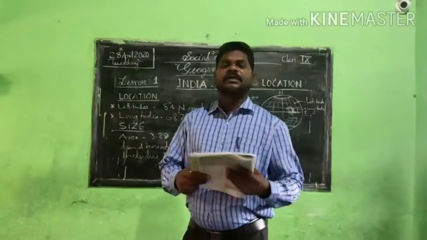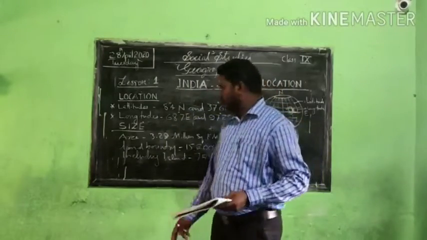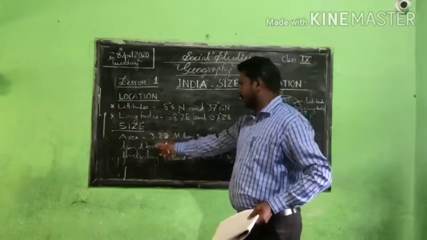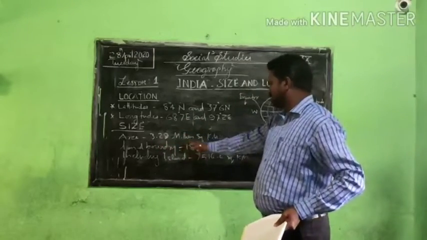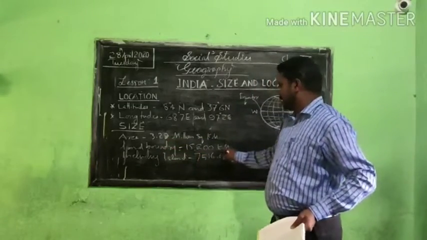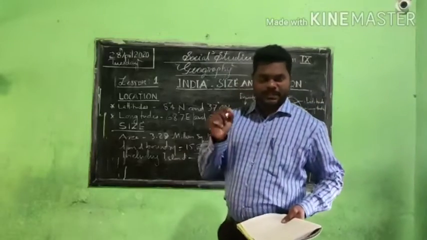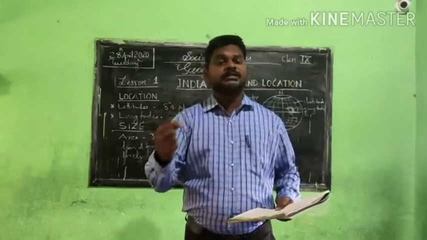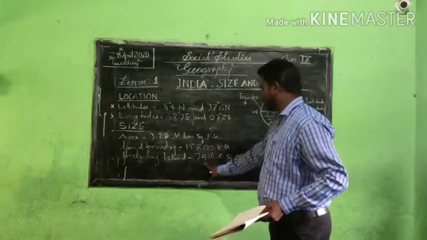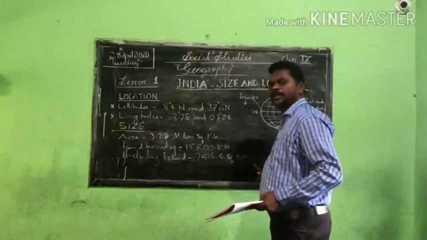This is the size of India. Once again, let me say the area is 3.28 million square kilometers, and the land boundary is 15,200 kilometers, including islands. That means Lakshadweep, Andaman and Nicobar are the islands included. The coastline is 7,516.6 kilometers.